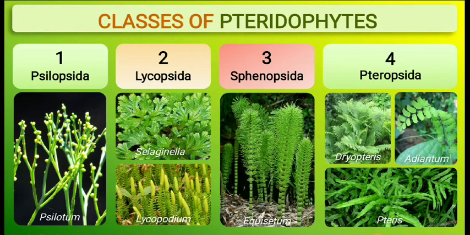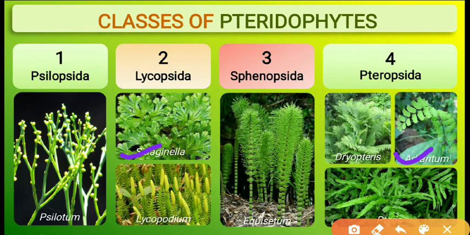Remember, if we look at this Selaginella and this Adiantum, these are xerophytes. Adiantum is also called walking fern. Remember this. Then epiphytes are Selaginella. Epiphytes means the plants which grow on another plant. They are called epiphytes. And some ferns are aquatic, like Salvinia, Azolla and Ceratopteris. These are aquatic ferns.